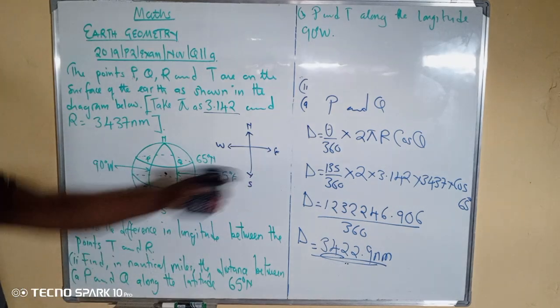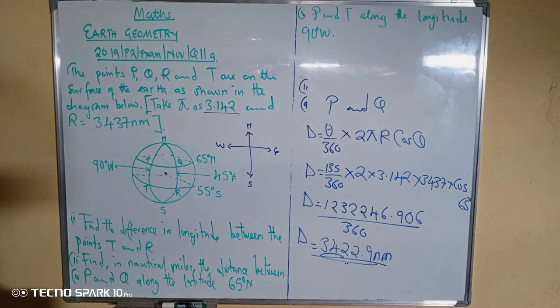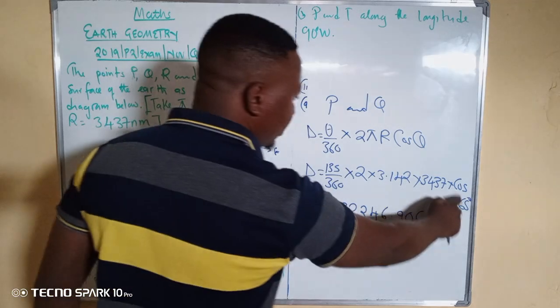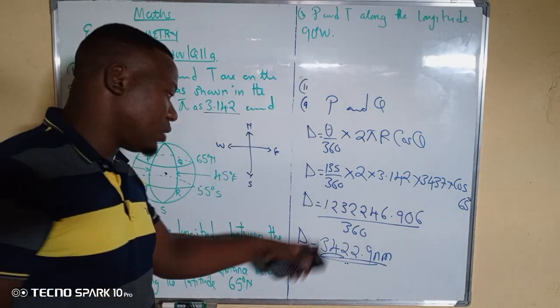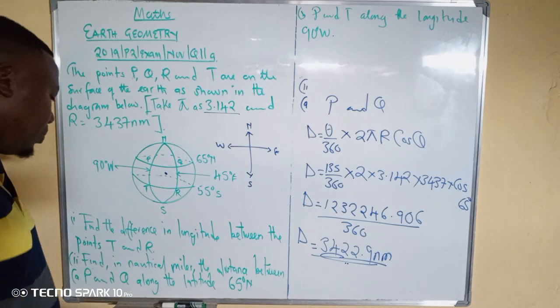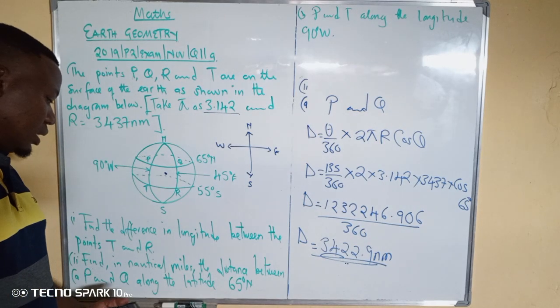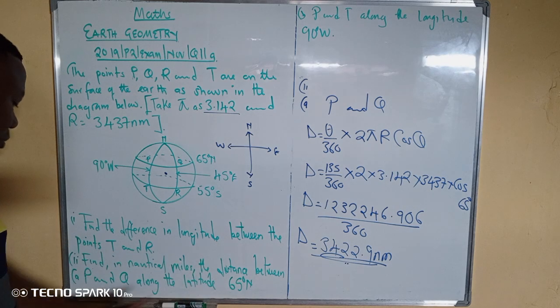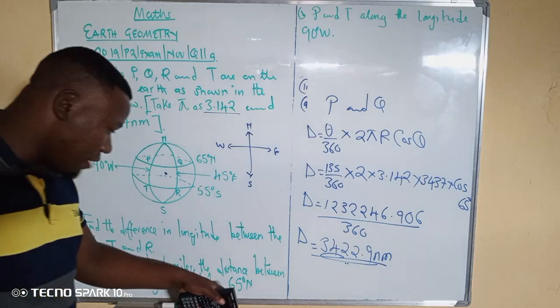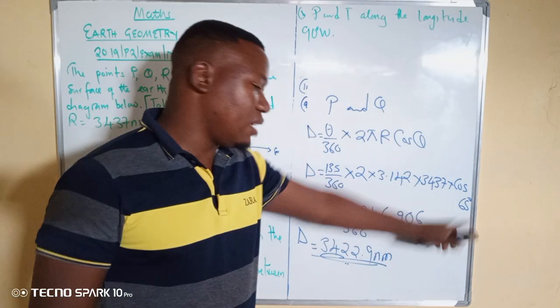So that is the answer that we got. Remember, at the end is cos 65, don't forget that. But I had already indicated that as I was solving my answer. That's what they were saying: find in nautical miles the distance between point P and Q along the latitude 65. That is why I put cos 65 at the end.